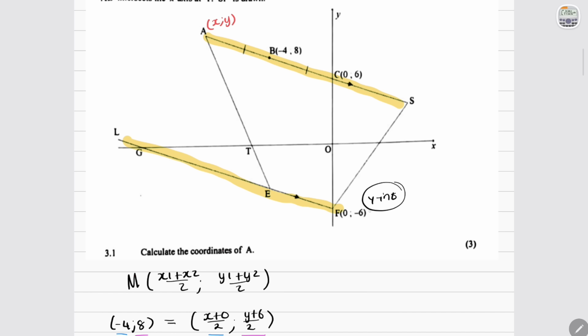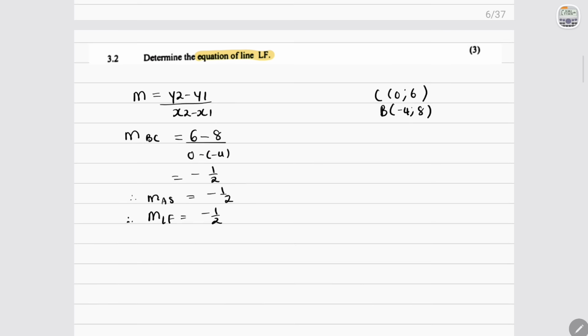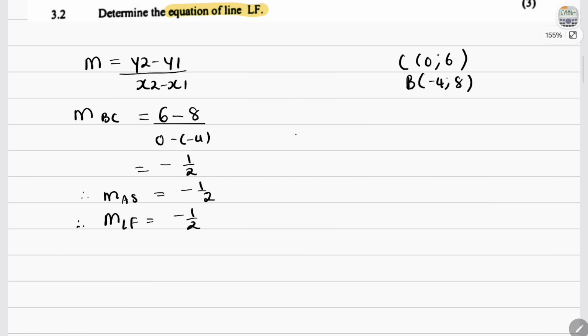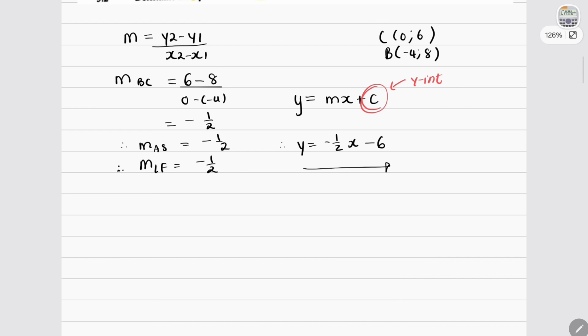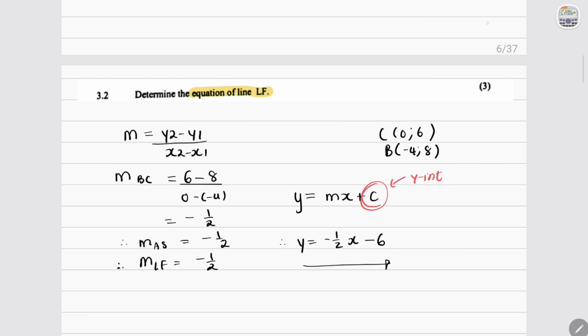Do you see that on LF, we have 1 point? We have the point F, and that is a y-intercept. To find the equation of a line, you simply say y equals mx plus c. C stands for your y-intercept. So since we already have a y-intercept there, we'll just put that value in there. So finally, the equation of line LF is negative 1 over 2x, and then remember that was minus 6. F was 0 and negative 6. And that is our answer. Moving on to the next question.